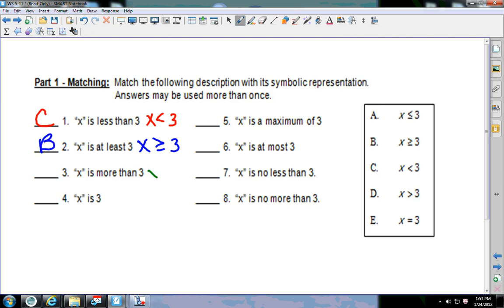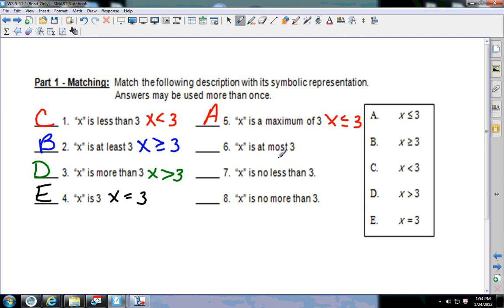We have x is more than 3. More than, there it is, letter D. X is 3. X equals 3. Letter E. Number 5, x is a maximum of 3. So x is less than or equal to 3. So I have letter A.